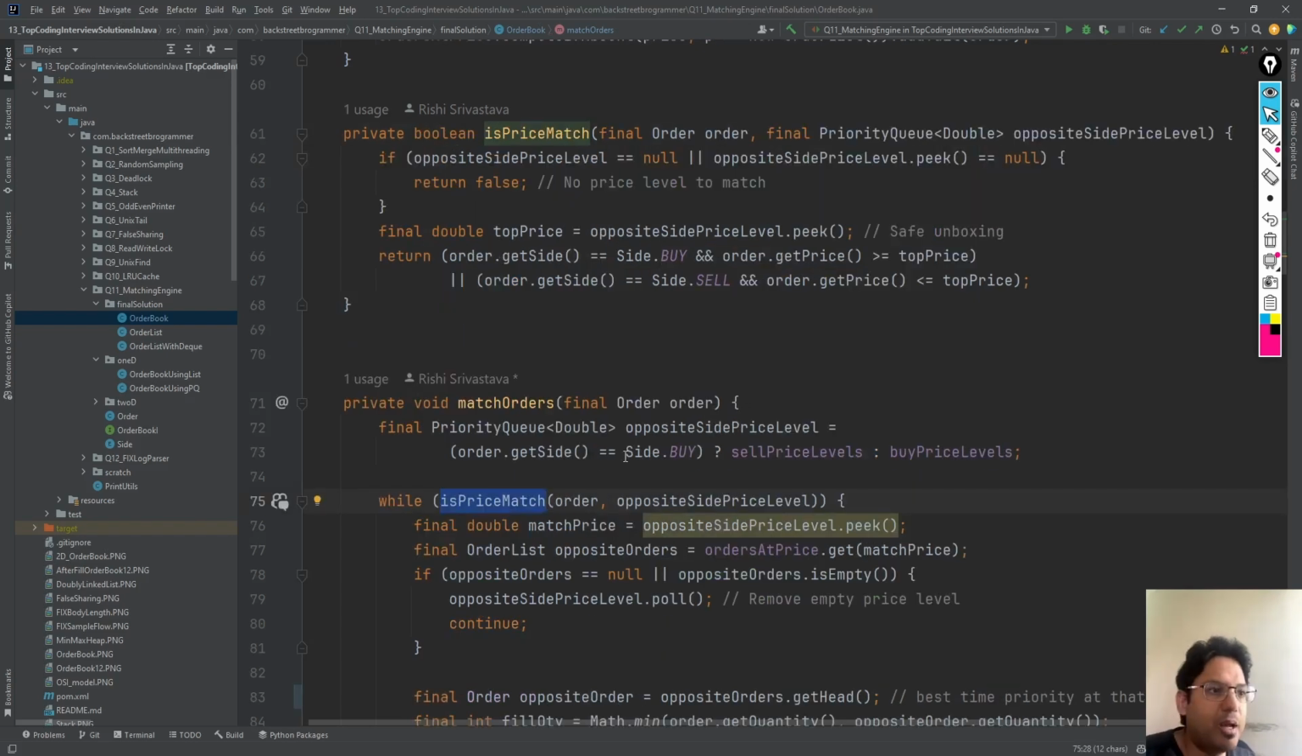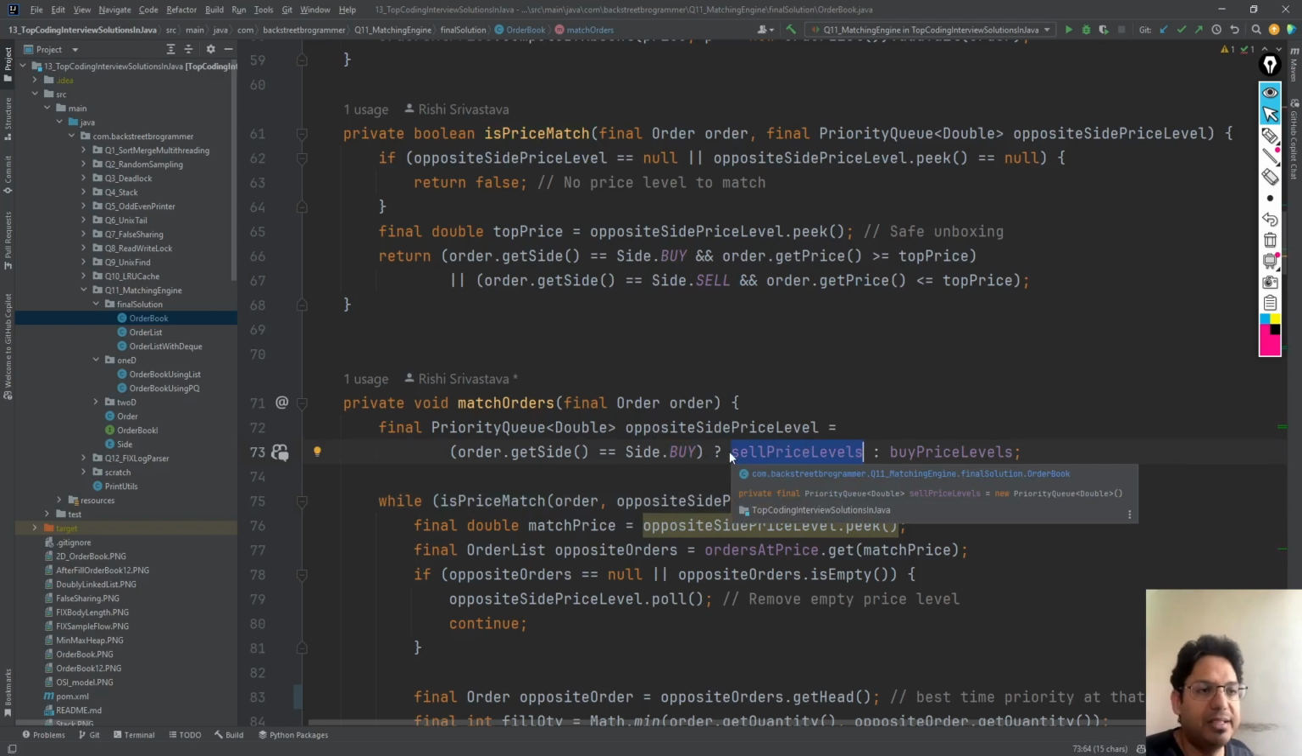So suppose I have got a buy order, and now I want to see whether there's a matching possibility or not with the opposite side sell orders. So this is where I'm doing this check, is price match. And whenever I see a buy order, I will always take the priority queue that we have maintained for the sell price levels, and vice versa. If we receive a sell order, then we'll try to see the opposite side, which is the buy price levels. So let's take an example that would be easier to understand this.